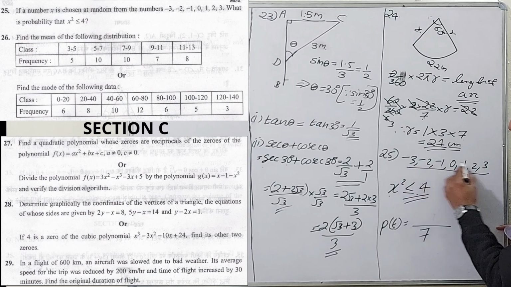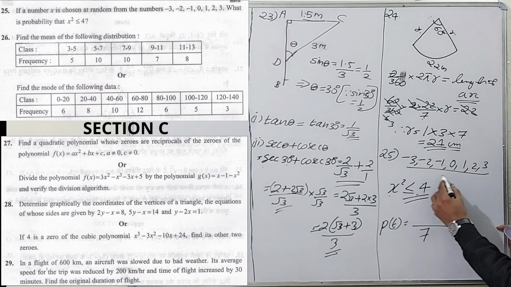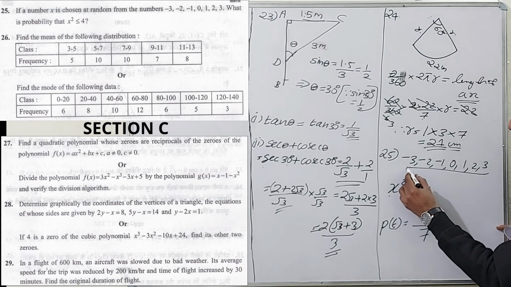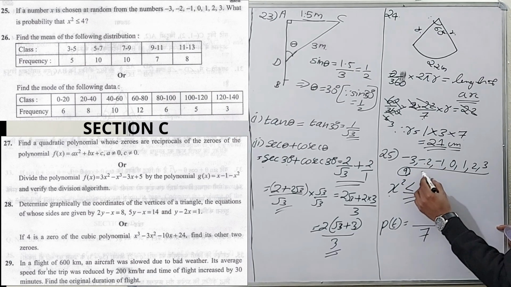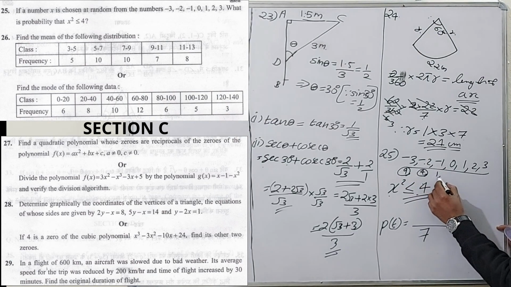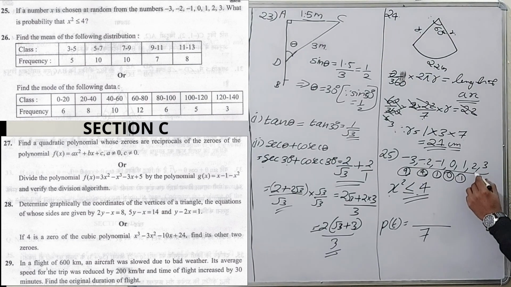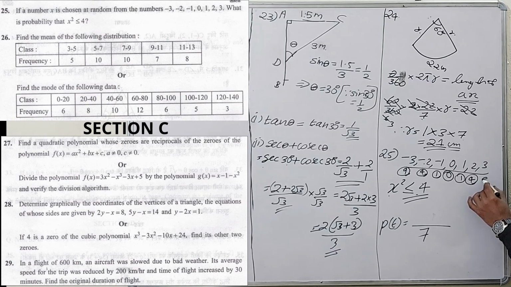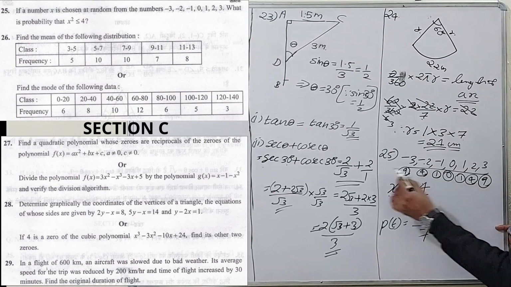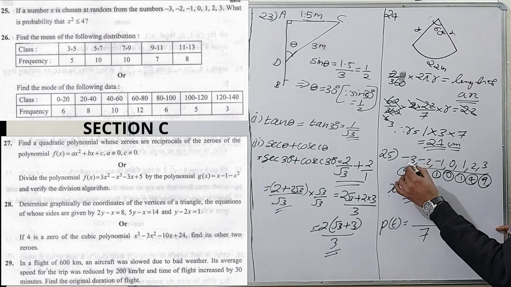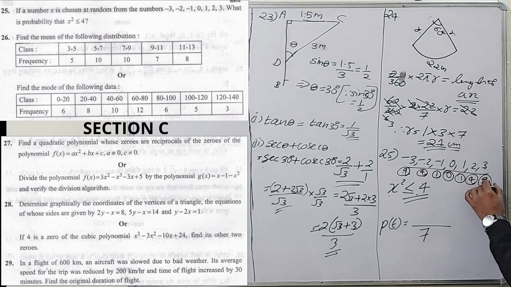So for that, let's take the square of all these numbers. What is the square of minus 3? Minus 3 squared will be 9. Square of minus 2 is 4. Square of minus 1 is 1. Square of 0 is 0. And the square of 1 is 1. Square of 2 is 4. Square of 3 is 9. Okay.